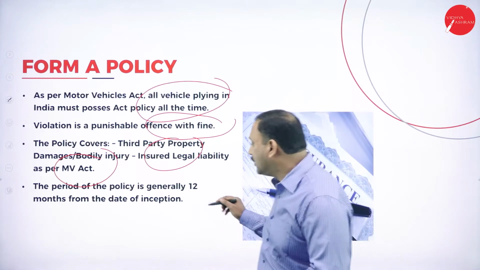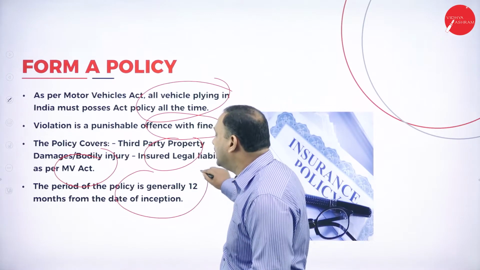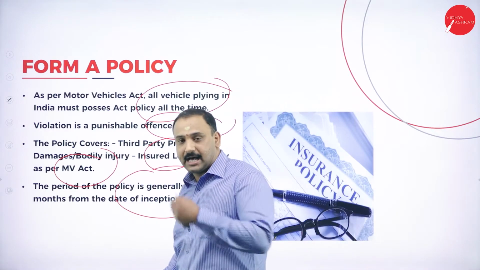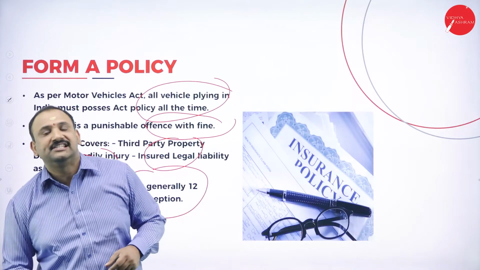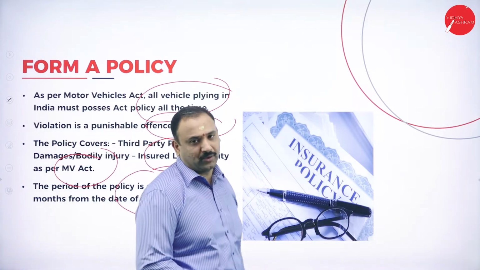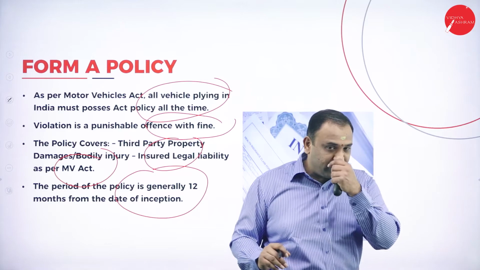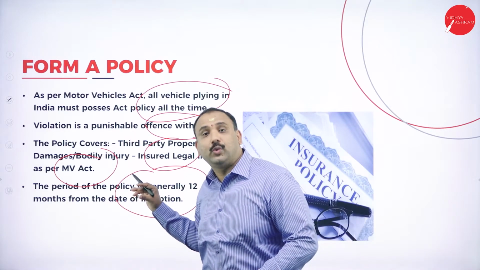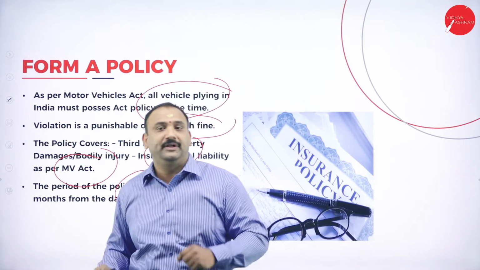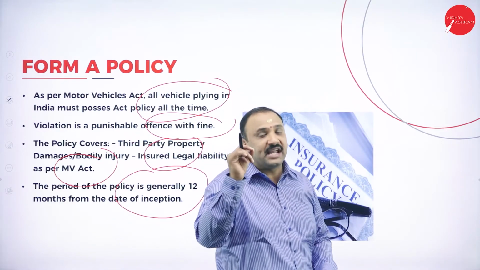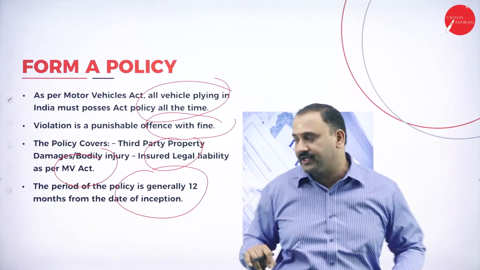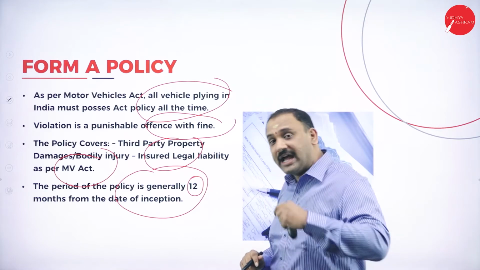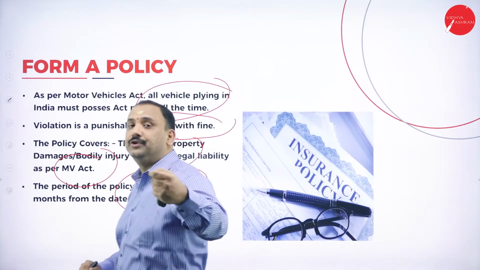Now, the period of the policy is generally 12 months from the date of inception. Most people always ask this question: how long is the insurance policy valid? The insurance policy is normally for 12 months, that is 1 year. So every year you need to renew your insurance.